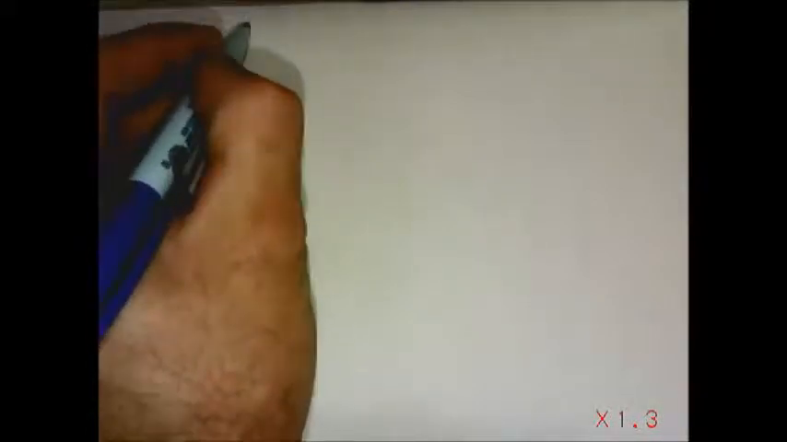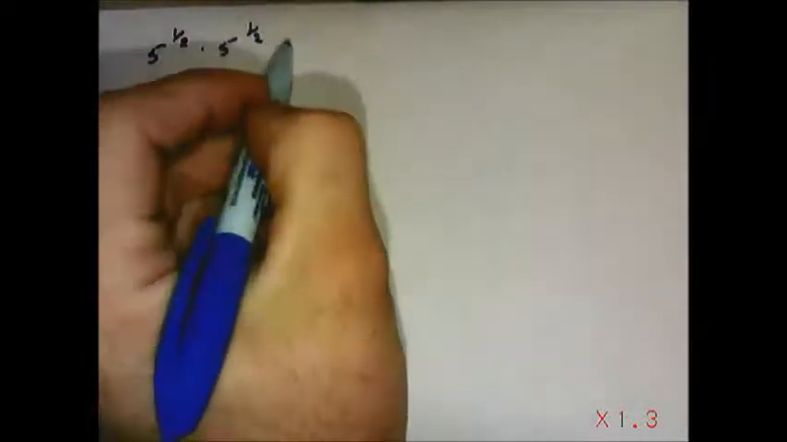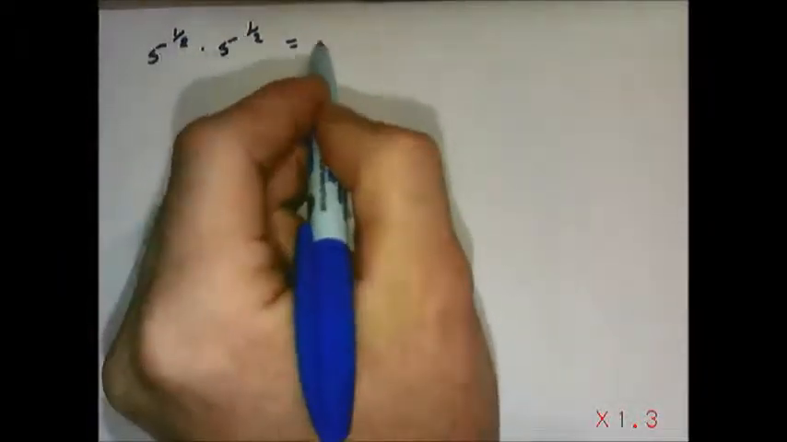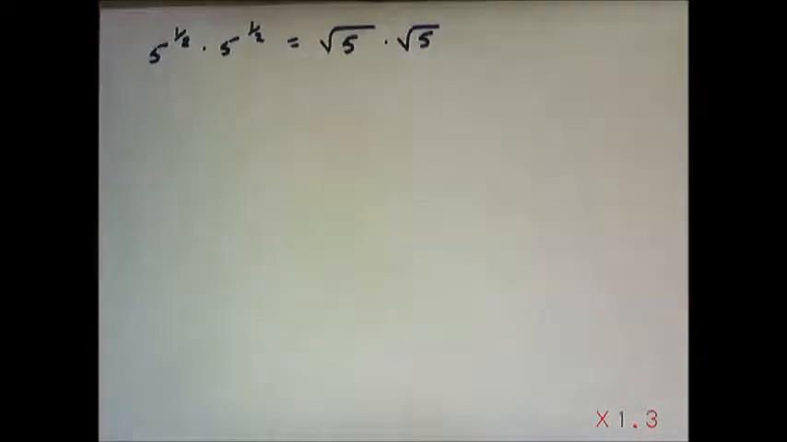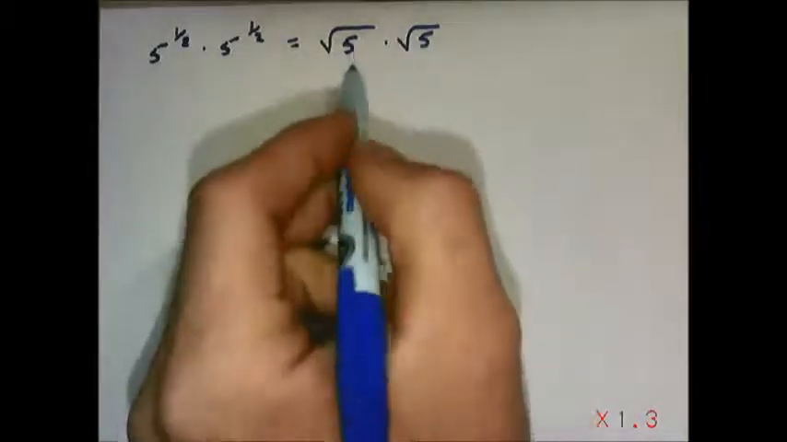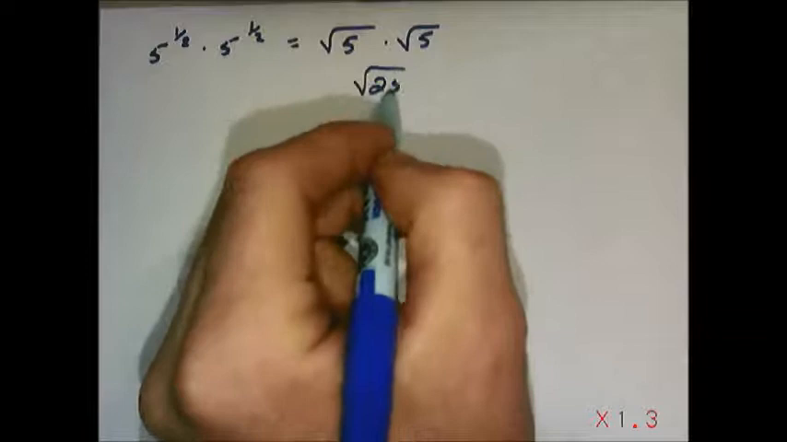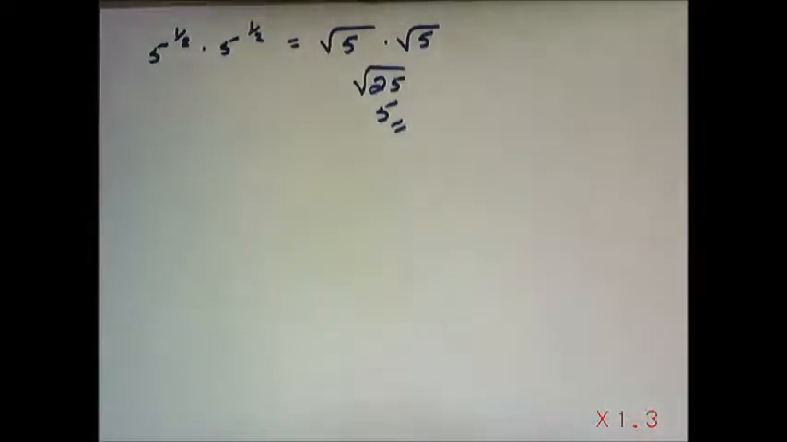Let's go ahead and take now a look at multiplying. If I say I had 5 to the 1/2 times 5 to the 1/2 power, to simplify this, I can write these both as radicals. So I have the square root of 5 times the square root of 5. I can remember my multiplication rules. I'm going to multiply the radicands. So I'm going to get the square root of 25, and the square root of 25 is simply 5. And there's my answer.